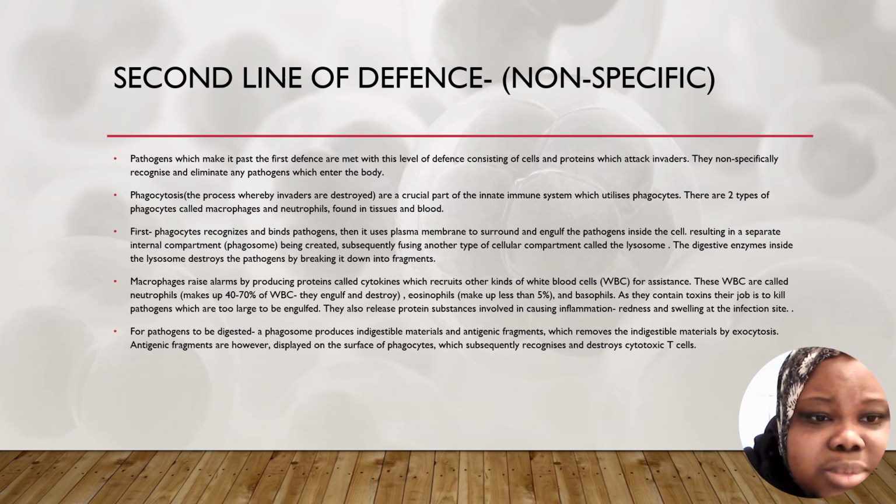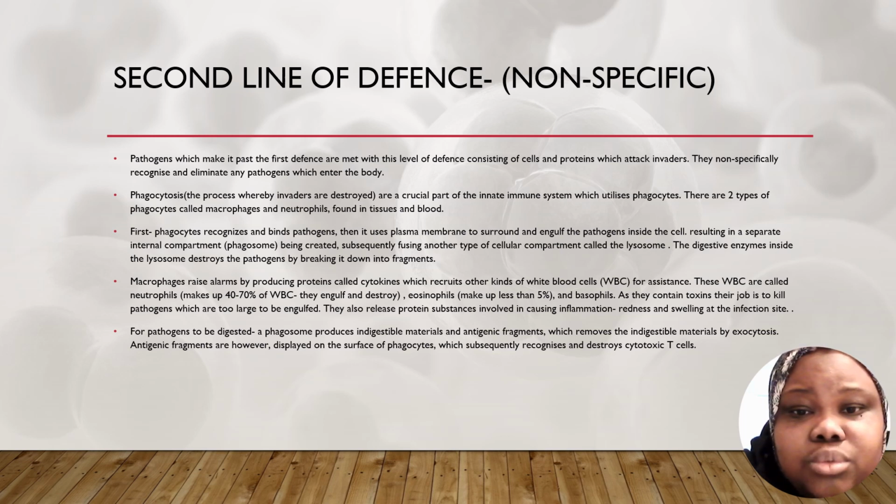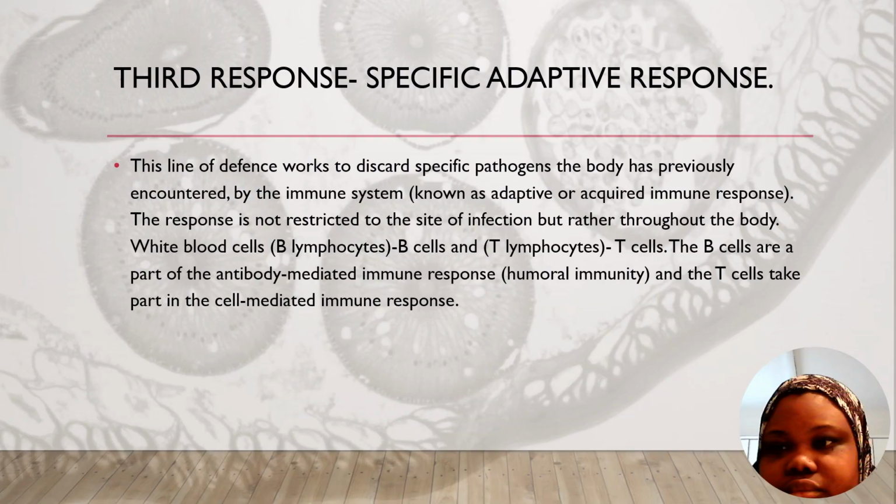For pathogens to be digested, the phagosome produces digestible materials and antigen fragments, which remove the indigestible materials by exocytosis. Antigenic fragments are, however, displayed on the surface of the phagocytes, which subsequently recognize and destroy cytotoxic T cells.